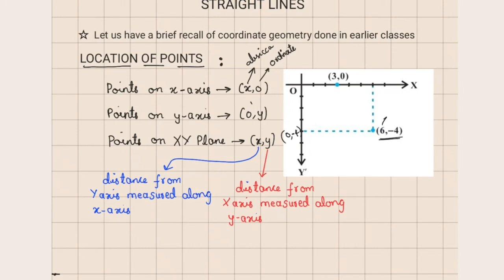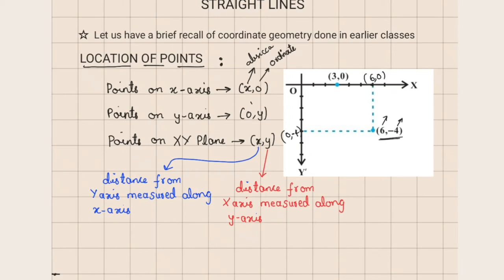Its abscissa is 6 and ordinate is minus 4. To denote 6 comma minus 4, first we need to see what is its abscissa. It is 6. So we need to go to 6 comma 0, which is a point on x-axis. To denote 6 comma 0, 1 unit, 2 unit, 3 unit, 4 unit, 5 unit, 6 unit. So this point will be 6 comma 0.